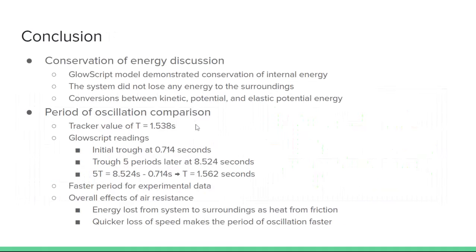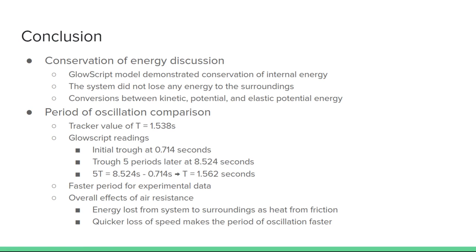And another important comparison is the period of oscillation. The tracker value is 1.538 seconds, but using the GlowScript readings, we can determine through a similar method of comparing 5 periods that the time interval is actually slightly longer and the period takes longer as well. Now, this is most likely due to the existence of air resistance in a real world trial because energy is lost from the system to the surroundings as heat in the form of friction. And because of this additional force that was unaccounted for in GlowScript, in reality, this would slow down the mass and make the oscillations appear shorter.